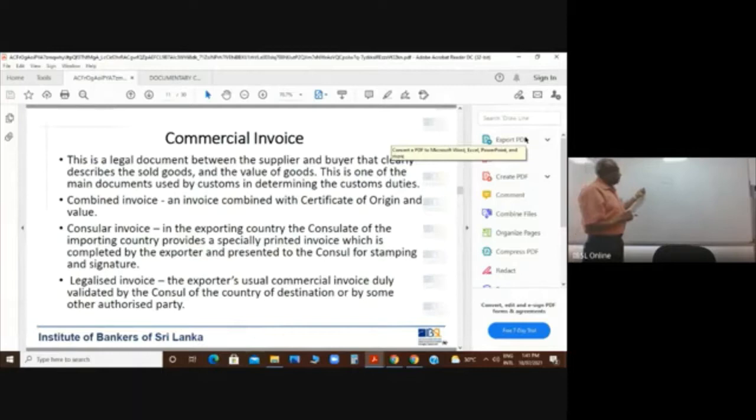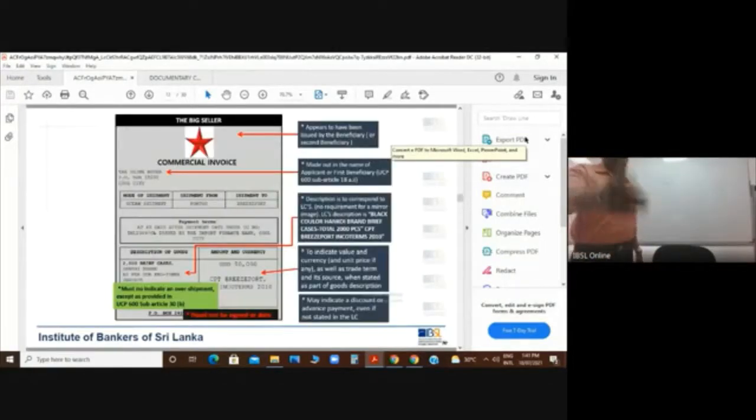They are legalized by the respective Consul General departments of the respective countries. Right? We have to pay a $50 guarantee. Legalized invoice done. It's a very good revenue income. Right? Okay.